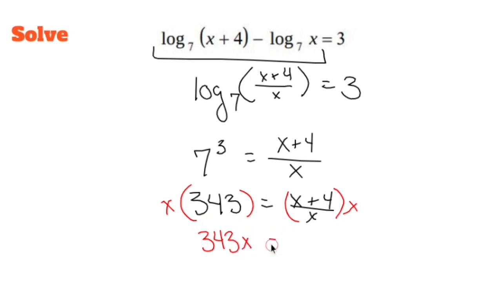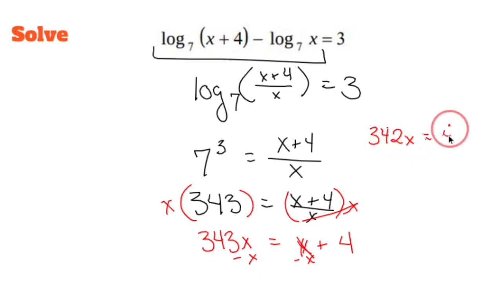So that happens, we get, you cross out x plus 4. So I guess the best thing to do is subtract x from both sides. That crosses out. That gets us 342x equals 4. Divide both sides by 342. That's gotta simplify to something.